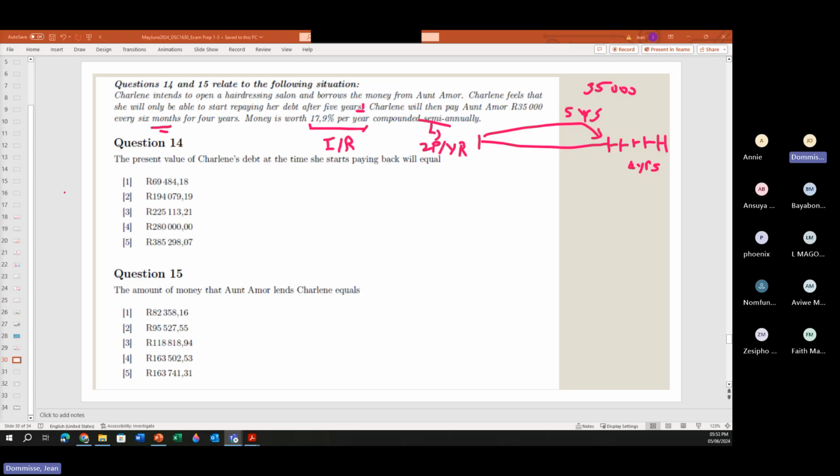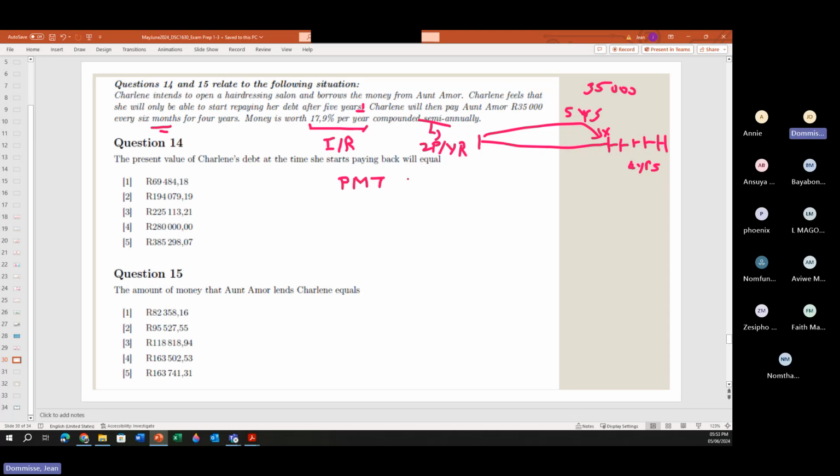Okay, so let's see what is the first question that they're asking us from this set of information. They ask us the present value of Charlene's debt at the time she starts paying back will equal. So this nearly is to say at that period after 5 years, what will the debt be? So she's basically making payments of 35,000.